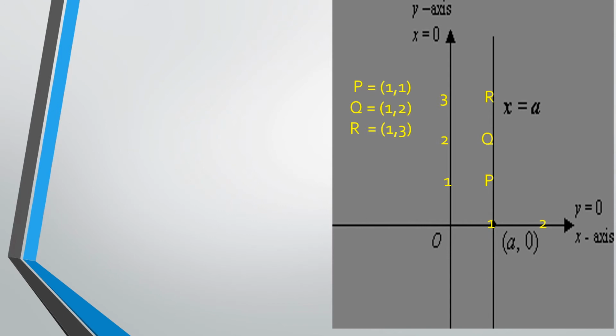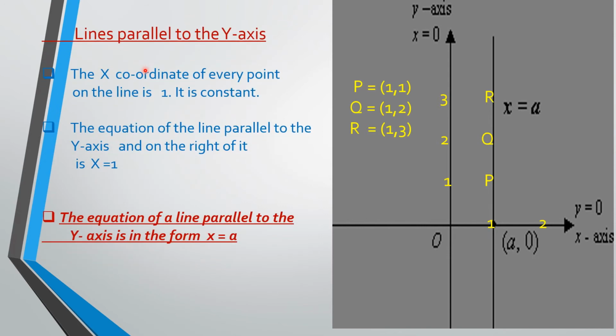Next is the lines parallel to the y-axis. First, draw the x-axis and y-axis on the plane. The intersection point of the x-axis and y-axis is the origin. The coordinate of the origin is 0 and 0. On the x-axis, to the right of zero are positive numbers, and on the y-axis, above zero are positive numbers.